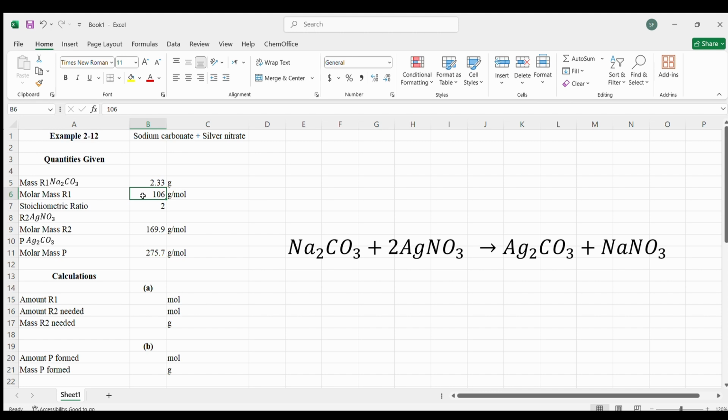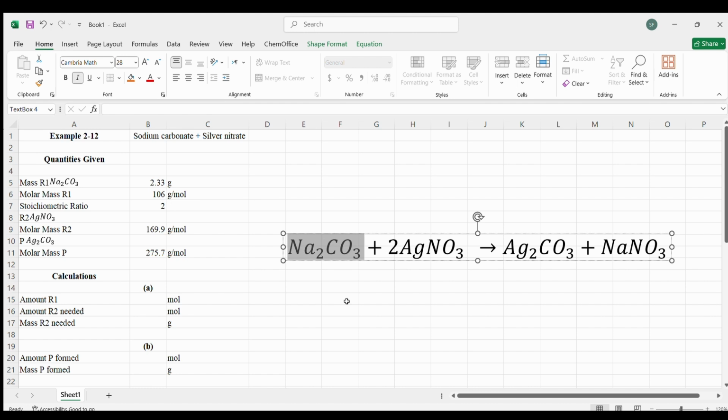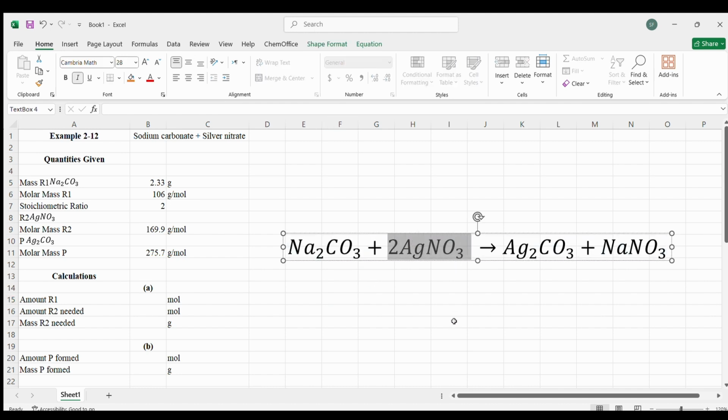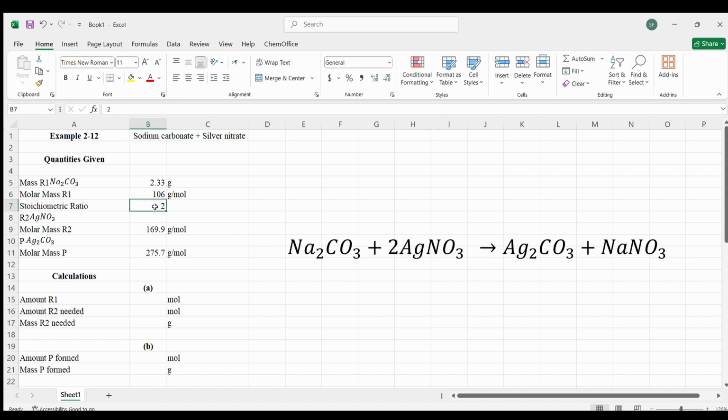Also, I have the stoichiometric ratio. Look here, we can say we have 1 mole of sodium carbonate equivalent to 2 moles of silver nitrate. So this stoichiometric ratio is unbelievably important. Do not forget this.